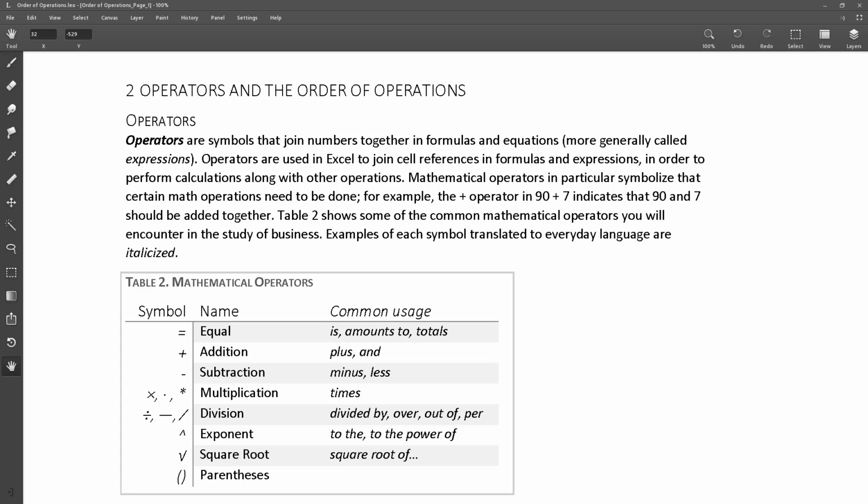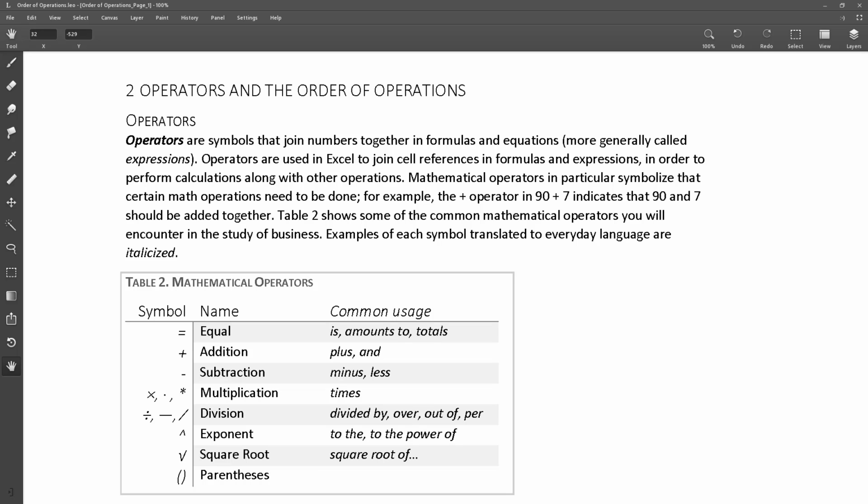Today we're going to talk about operators and the order of operations, starting with operators themselves. The reason we need to talk about any of this is because we're here to talk about how to successfully and correctly do calculations and deal with numbers and math in business. Operators are a fundamental part of dealing with numbers and math.